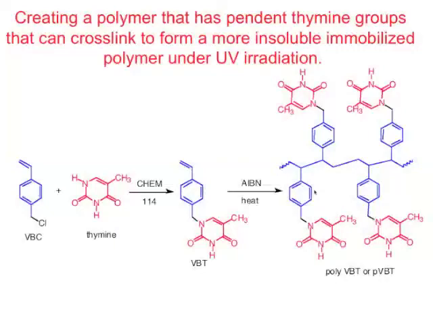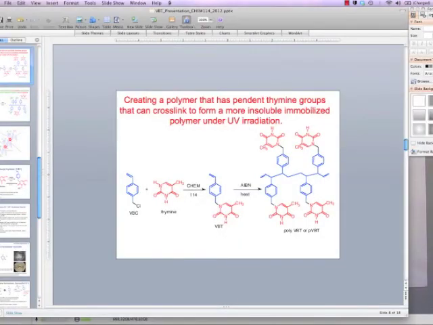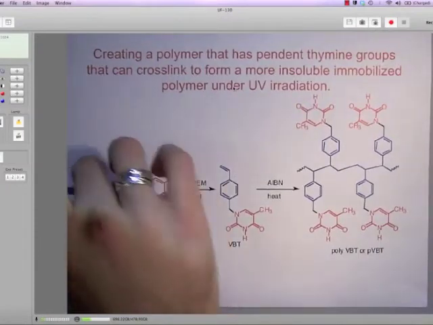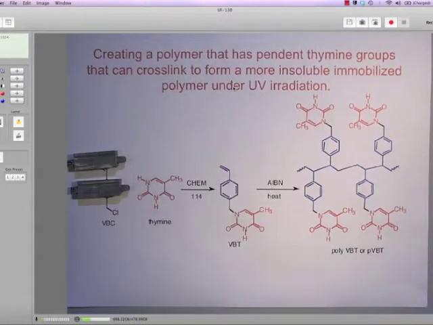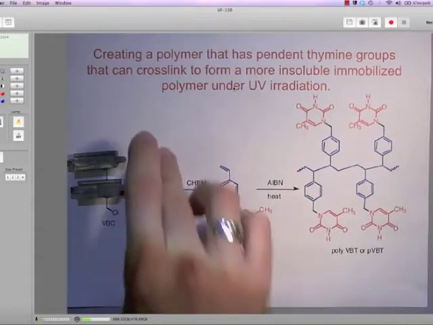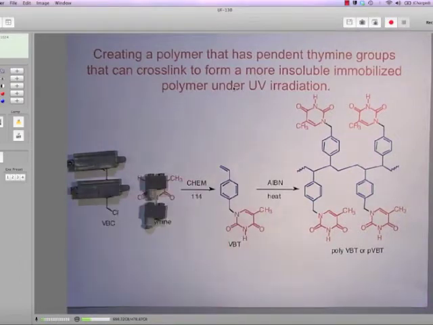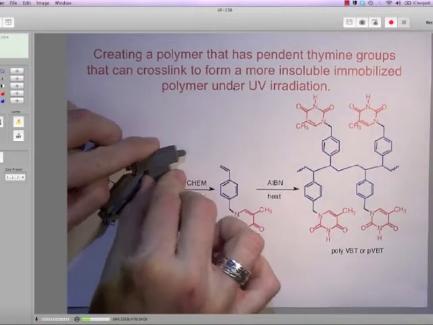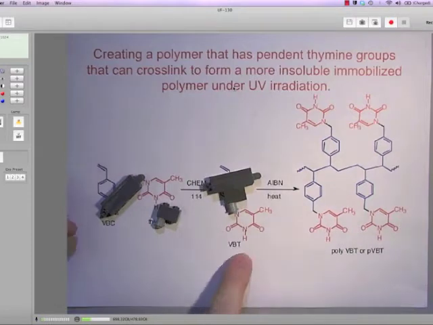What you are going to basically be doing this semester could be represented quickly by this schematic here. Once again, we've got the VBC, which could be these Lego pieces right there. The thymine we can represent like these guys right here, other Lego pieces. And the reaction that you're running this semester is simply taking these two guys, clicking them together, and making VBT.